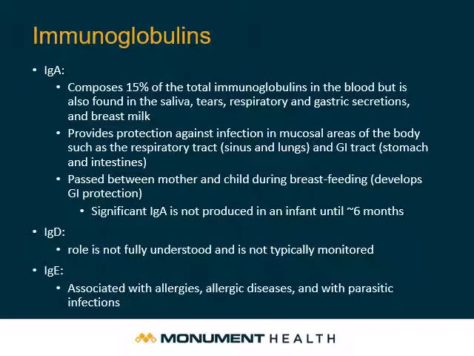IgA composes about 15% of the total immunoglobulins, but is also found in the saliva, tears, respiratory and gastric secretions, as well as breast milk. This works to provide protection against infection in the mucosal areas of the body. Think of the respiratory tract, your sinuses and your lungs, or the GI tract, your stomach and intestines, all of which have heavy mucosal areas. These can be passed between mother and child during breastfeeding, and it helps develop that GI protection. Significant IgA is not produced in an infant until about 6 months of age.